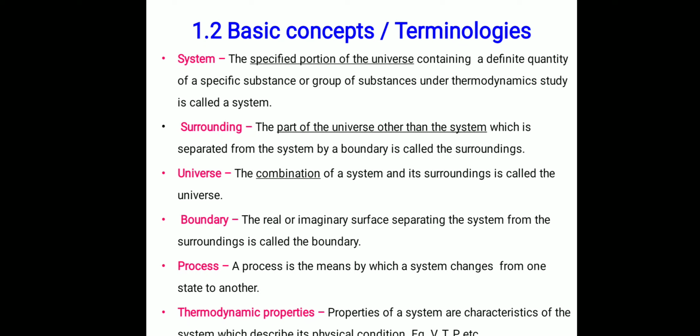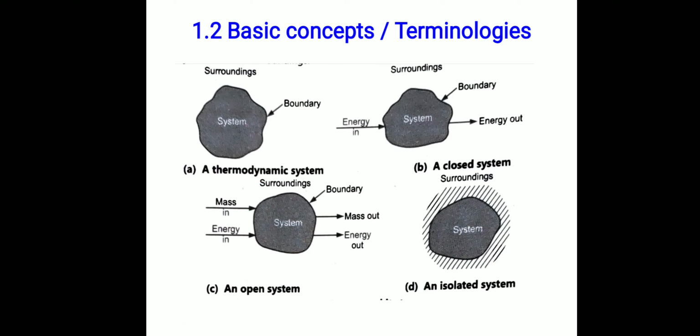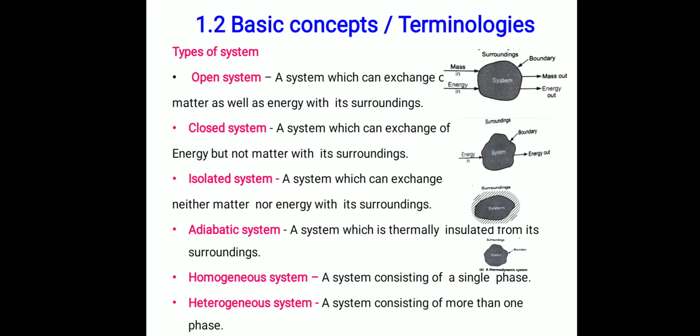Then the other concept is process. A system changing from one state to another is nothing but a process. And the properties involved in the system are called thermodynamic properties. So thermodynamic related properties are nothing but the thermodynamic properties, for example, pressure, volume and temperature. This is explained in this picture, that is, system, surrounding and boundary, and some other examples like closed system, open system, isolated system and thermodynamic system.